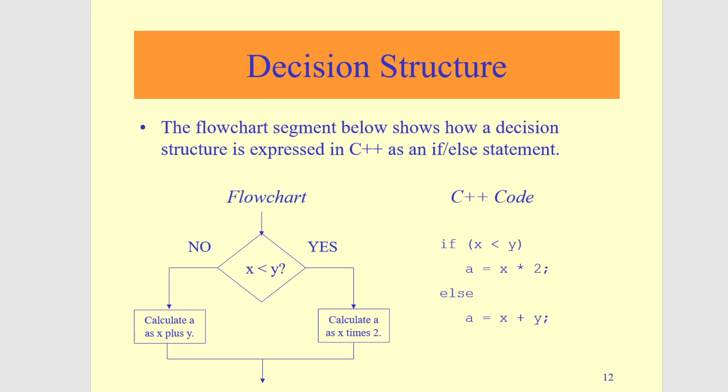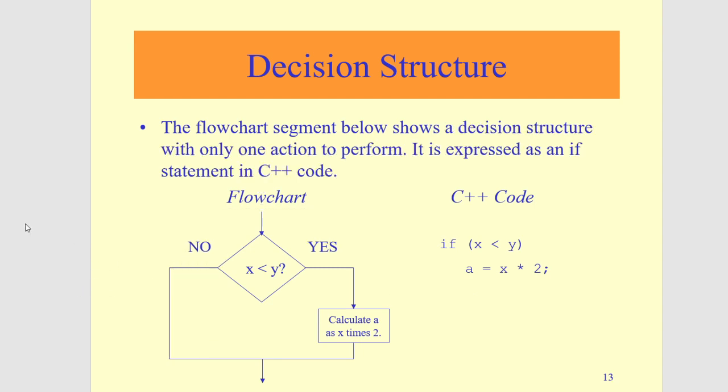Decision structure is when your program has a decision. Let's say, for example, this one. Is x greater than y? So, you're asking if x is greater than y. So, that's a decision. So, if yes, if no. So, in creating a decision structure, you should always have Y or yes or N or no. Okay? So, this also is an example of a decision structure.